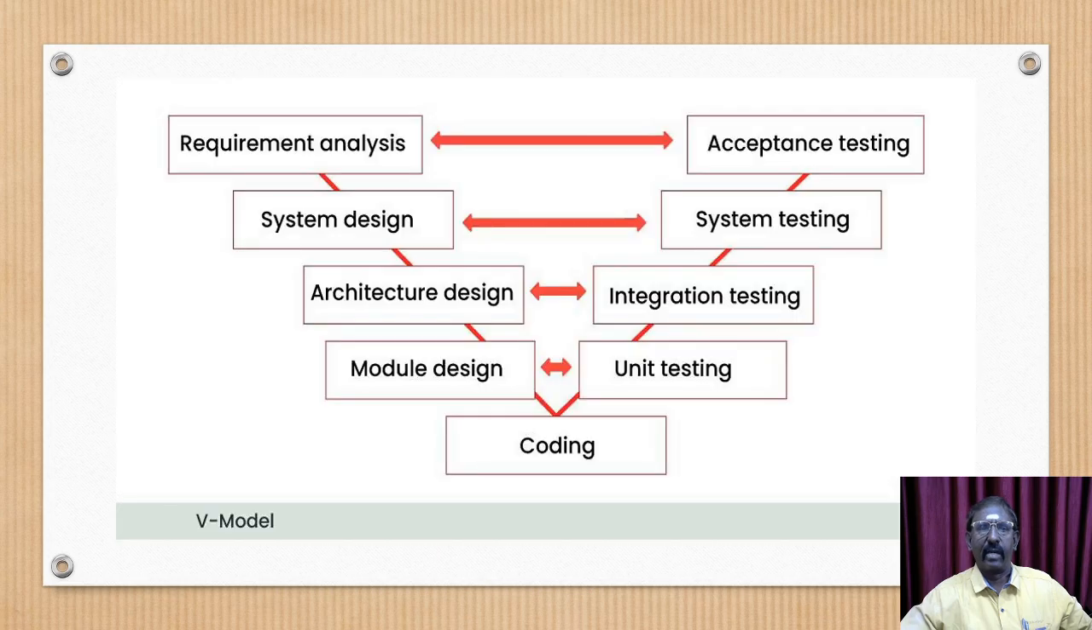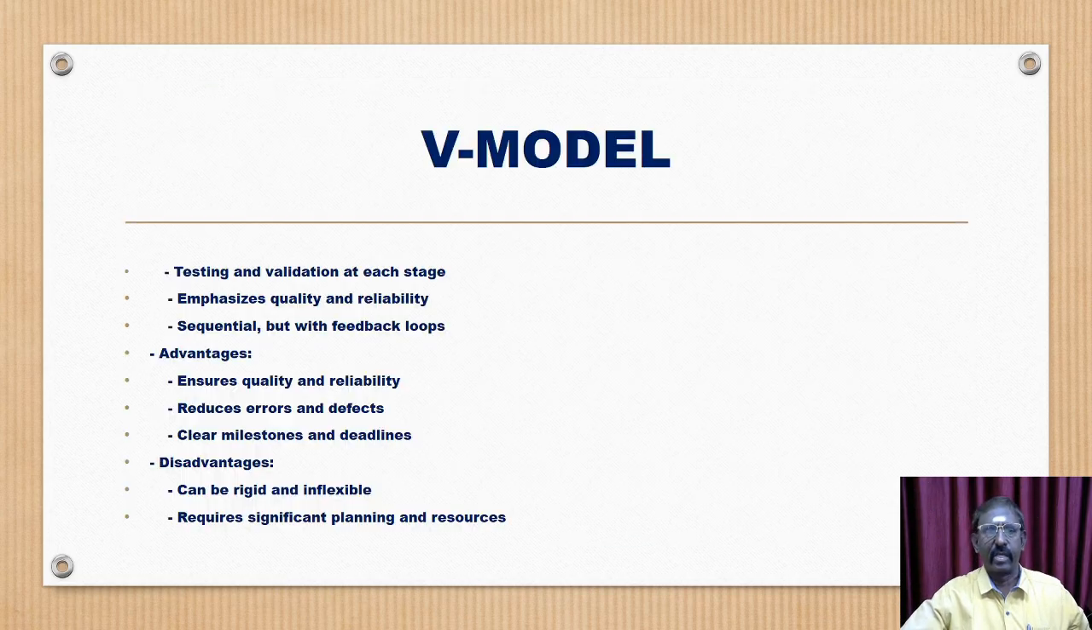The next model is the V model. As you could see from the diagram, it shows a V shape, right from requirement analysis, system design, architectural design, module design, coding, and then unit testing, integration testing, system testing, and acceptance testing. It goes hand in hand, starting from coding, thereafter going to unit testing and acceptance testing, and thereafter it goes into maintenance. It also has its own set of advantages and disadvantages, and the V model emphasizes quality and reliability.